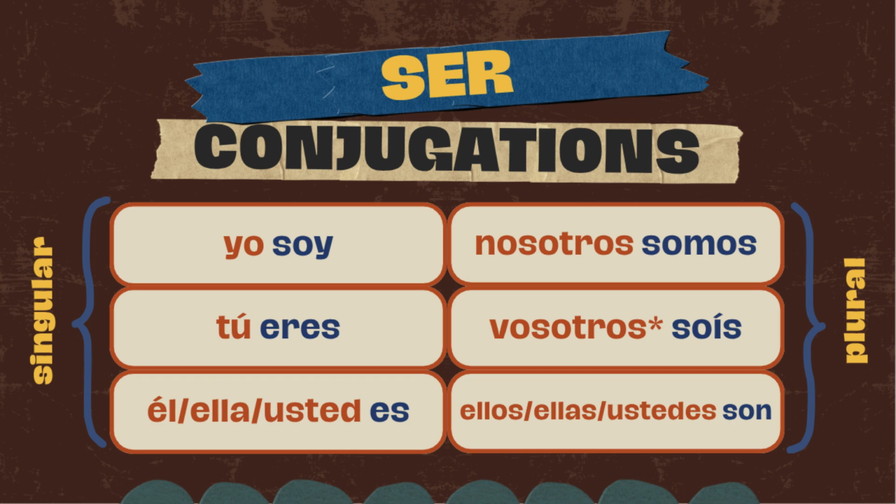On the plural side of the conjugation chart, we have we are, nosotros somos. You all are, vosotros sois. Now, it is important to note that this part of the conjugation chart is really only primarily used in Castilian Spanish, which is the Spanish spoken in Spain and Equatorial Guinea. The other way to say you all are in most other Spanish-speaking countries is ustedes son. They are would be ellos o ellas son.